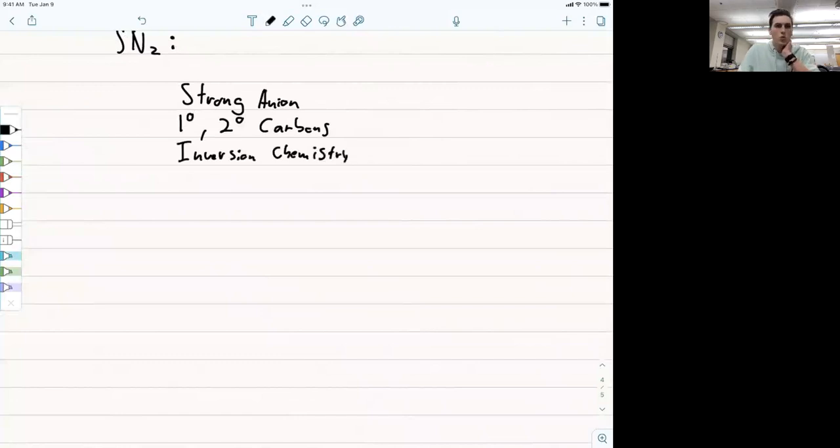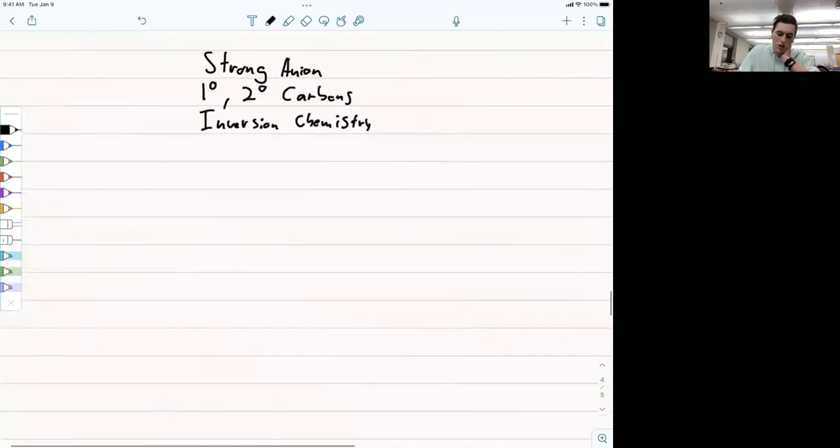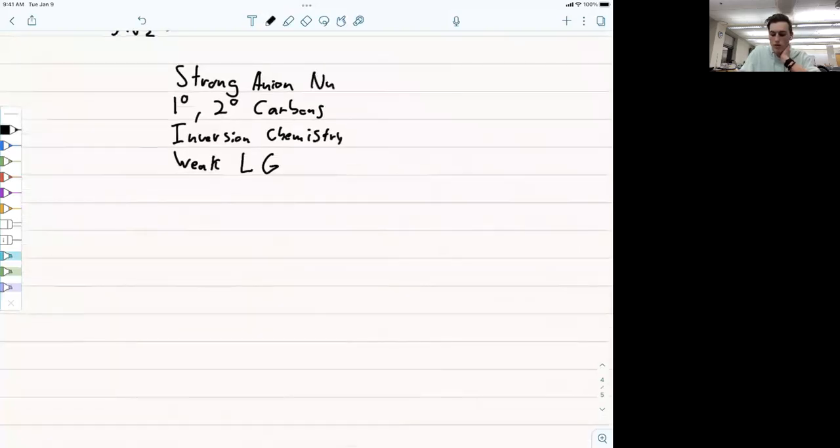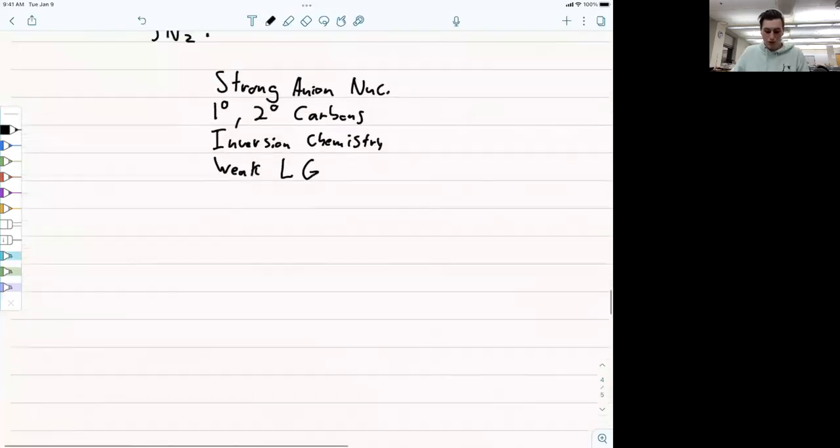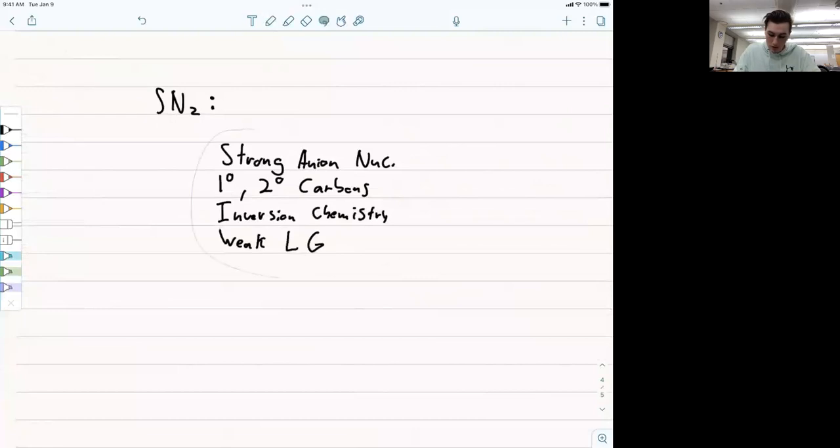And you won't really get too much into this until after the exam with elimination, but you are using a weak leaving group. Oh, sorry, strong anion nucleophile, my bad. Weak leaving group. That's for SN2. That's the things we know about it.